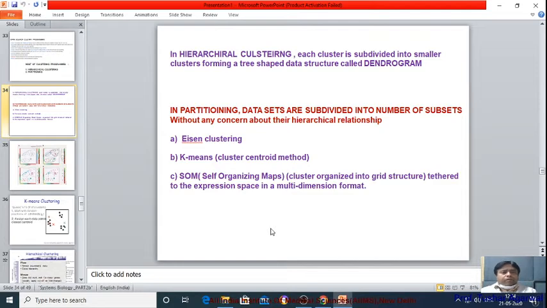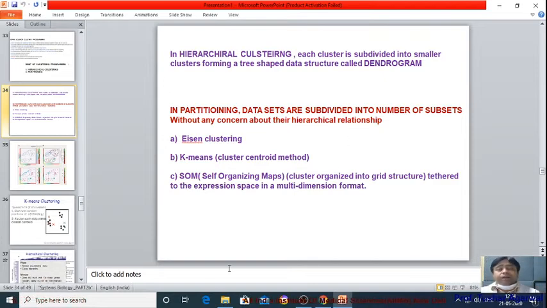Okay. Now let's see in this case of partitioning of the data sets. So we had seen about the clusters. Now we're working on the partitioning of this one. There are three different ways in which you could do the partitioning of the data. One is known as Eisen clustering, the second is known as k-means clustering, and the third is known as SOM clustering.